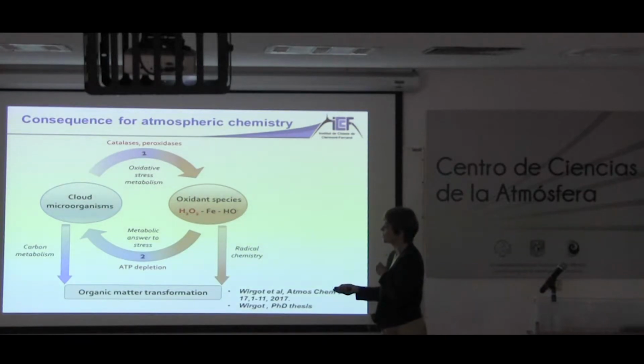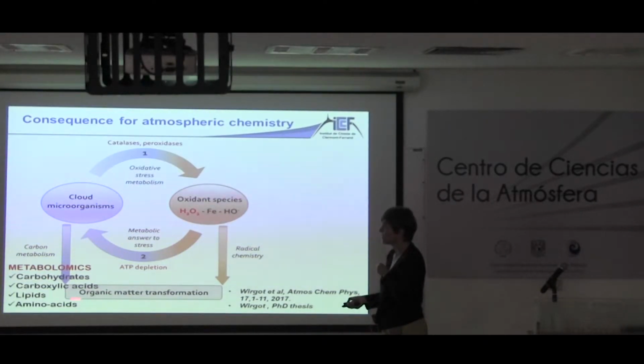And then, I'm not going to present the results here, but we've done what we call a metabolomics approach. So instead of looking just at ATP, we are looking at all the metabolic routes that exist in the cells, and you can see what is modified in the presence of H2O2. What we have seen is that what is modified is carbohydrates, carboxylic acids, lipids, amino acids. And this is quite important. Why? Because carboxylic acids, we know they are important in clouds. Carbohydrates, we know they are also present in clouds. Amino acids, that was recently shown, they represent a higher amount of compounds in clouds.